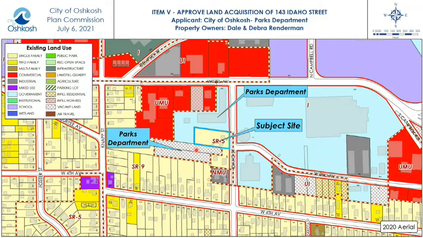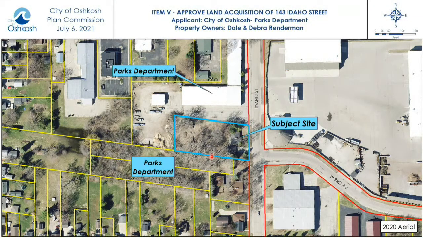The subject site is rhombus-shaped, 132 feet wide and 279 feet deep, containing 0.84 acres of land area. Here's an air photo of the site. The purpose of the land acquisition is to allow the city to move forward with new plans to renovate the site and build a new Parks Administration and Operations facility.